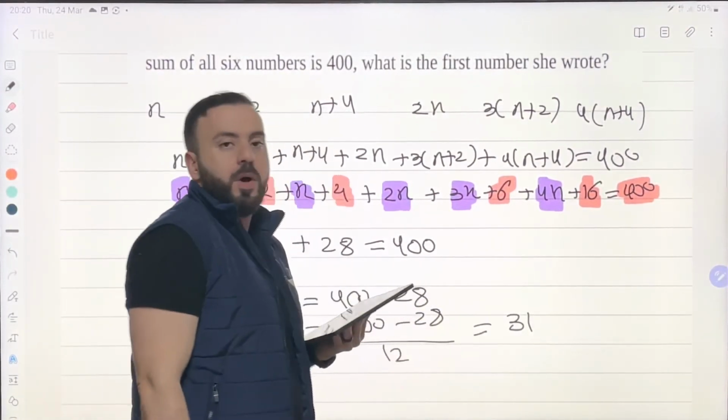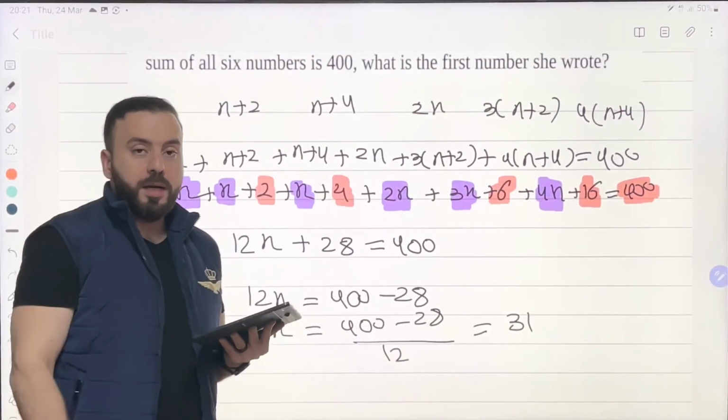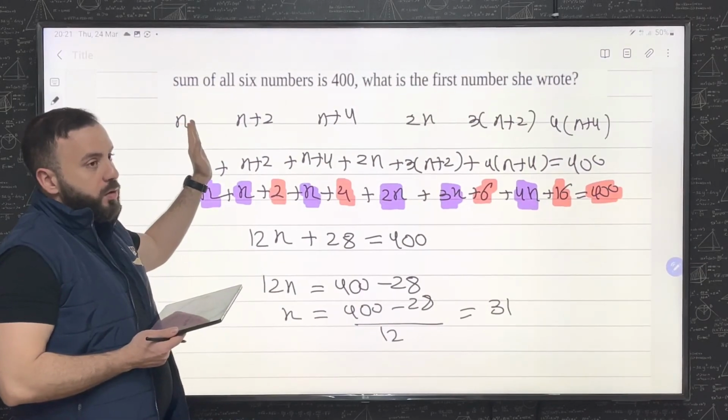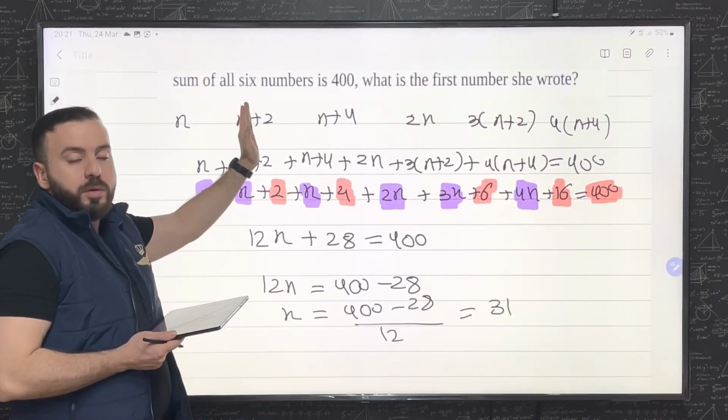So the first odd number is what, guys? 31. As you can see, 31. So the second one is going to be 33, and the third one is going to be 35.